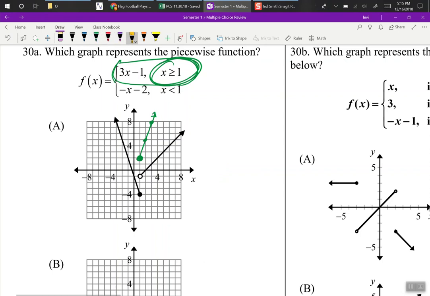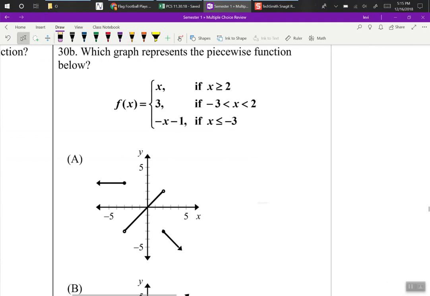And our other graph here, y-intercept is negative 2, and we're going down 1, right 1. But we want x values that are less than 1. So that means we want to keep going to the left. So it looks like that, and this should be an open circle there. So whichever graph looks like that.